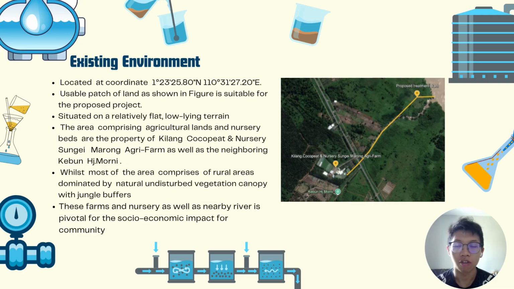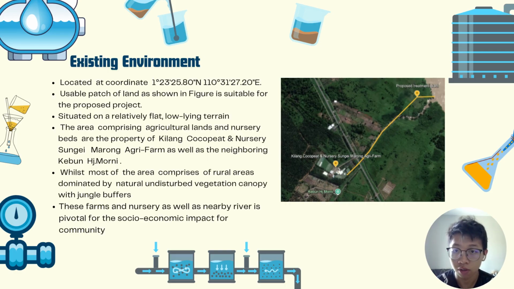Next is the existing environment of the proposed location. Firstly, in terms of physical site characteristics, the location is suitable because it is an existing usable patch of land. This helps reduce major site clearing and deforestation. It is also located at a lower ground compared to Kilang Cocoa Peat and Nursery Sungai Marong Agri Farm. Therefore, wastewater and surface runoff can flow naturally by gravity to the treatment system without the need for pumping. The area is also relatively flat and near Sungai Marong, which reduces the need for heavy cutting and filling works during construction.